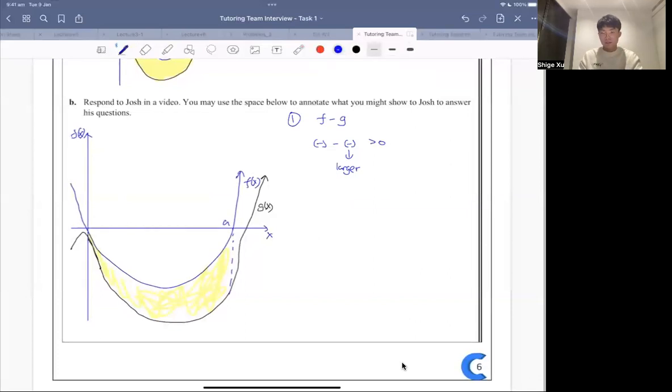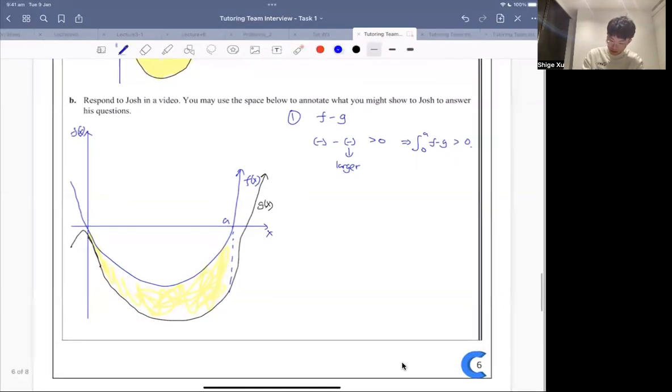A positive number. Now, when you do the integration, obviously we would obtain a positive number, which is the area, which is just this area. And it's positive. So you don't need the negative sign at all.